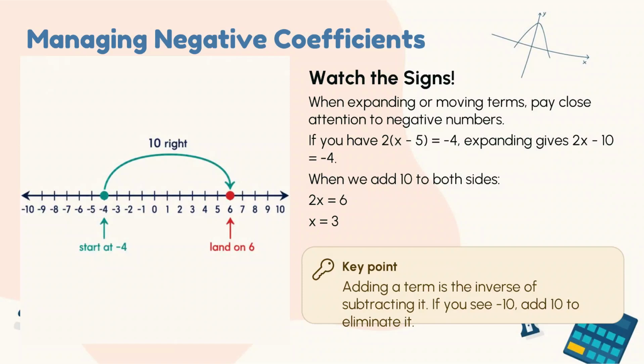To remove the minus 10, we add 10 to both sides. That gives 2x = 6. Then divide by 2. So x = 3. Remember, adding is the inverse of subtracting. If you see minus 10, add 10 to eliminate it.